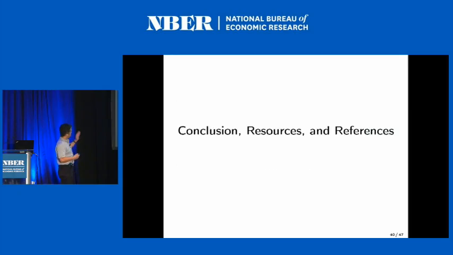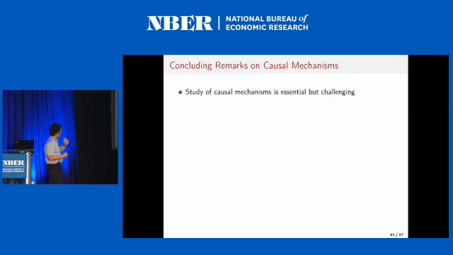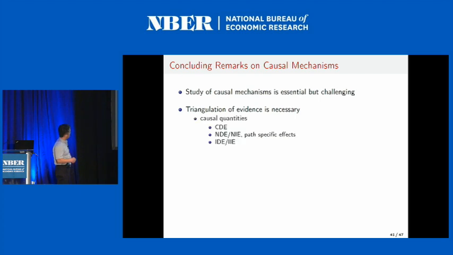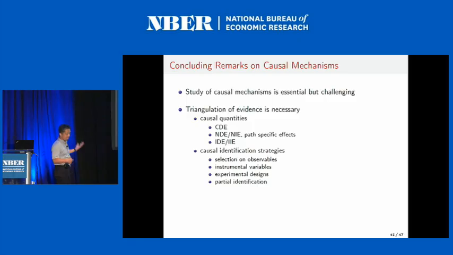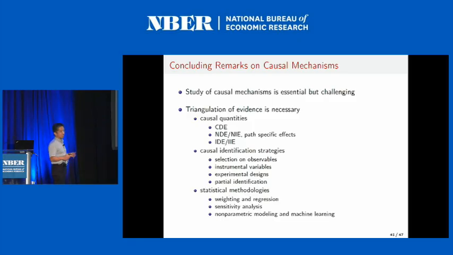Okay, so just to briefly conclude, study of causal mechanism is essential, but quite challenging, as you saw. I think triangulation of evidence is necessary. So I've tried to introduce you to some of these different quantities, depending on study design and the substantive interest, and different identification strategies, and different statistical methodologies.